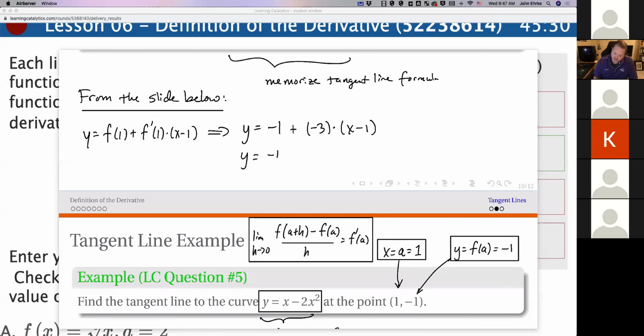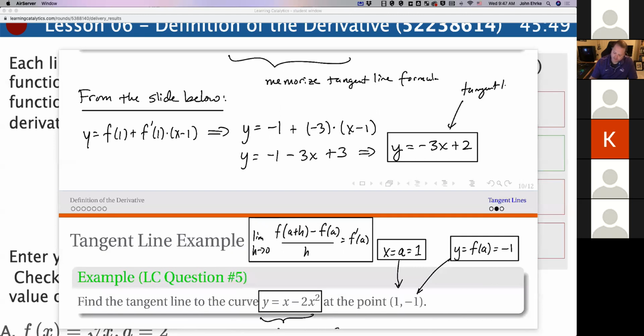So y is -1. I'm going to distribute the -3. So that's -3x plus 3, which is y equal -3x plus 2. So this is the tangent line to the function x minus 2x squared at the point 1, -1.